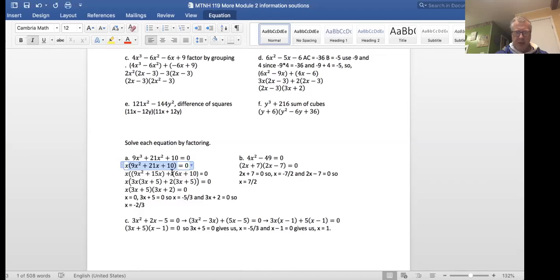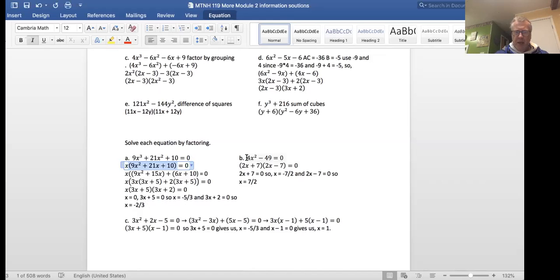X is already isolated. The 3x plus 5 could be 0. So we could subtract 5 and divide by 3 and get minus 5/3. The 3x plus 2 could be 0. So we subtract 2 and divide by 3 and get minus 2/3. So any of those three numbers can be a solution here. How do you check? You could plug these into the original equation and see if it came out to be 0.